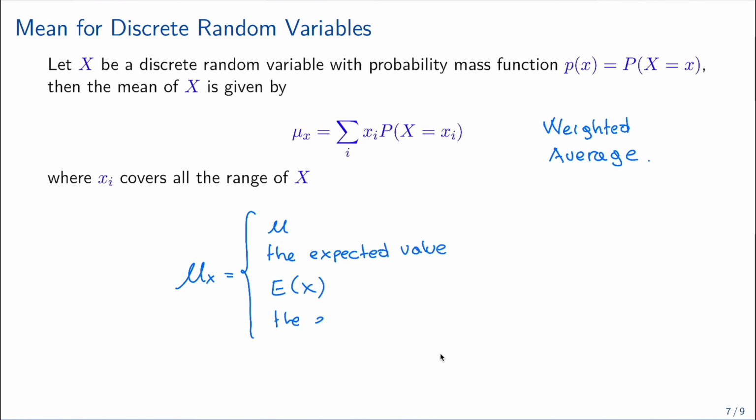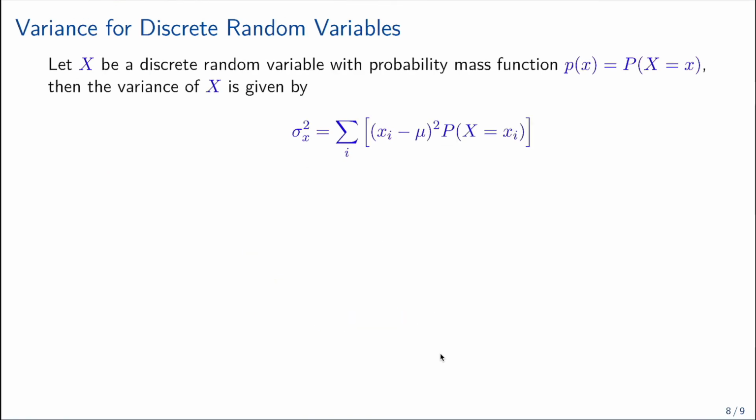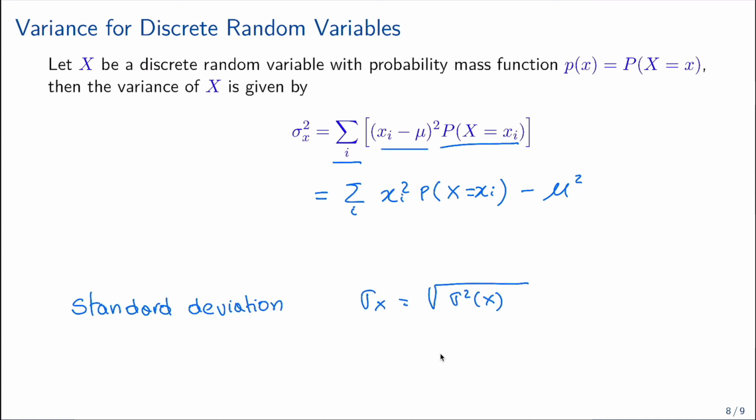Now, mu of x is usually referred to or known as either mu, the expected value, E of x, or the expectation. The variance for a discrete random variable is defined in a similar way as the sum of the square of the distance of the values with respect to the mean multiplied by the probability of x being equal to xi. This can also be written as the sum over i of xi squared multiplied by the probability of x being equal to xi minus the mean of the population squared. Now the standard deviation is defined as the square root of the variance.